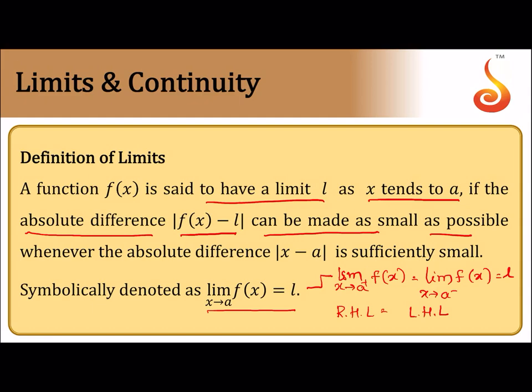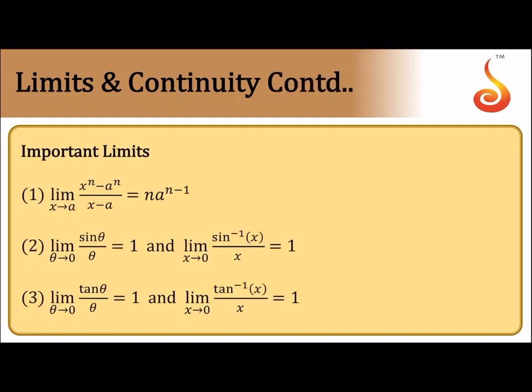This is, right hand limit must be equal to left hand limit. If both the limits are equal, then we say the limit exists. So left hand limit and right hand limit, this right hand limit, this left hand limit, both must exist. Then only we say the limit exists. And both must be equal to L.